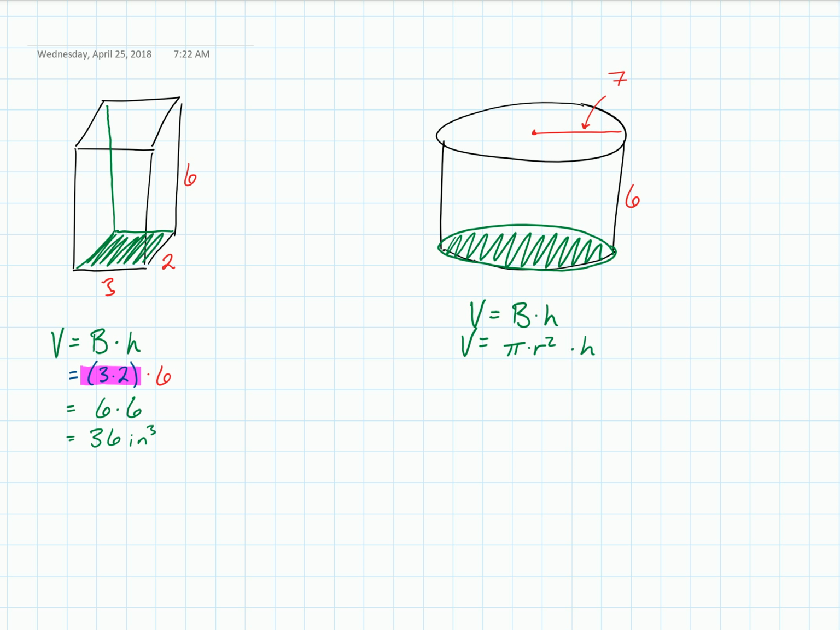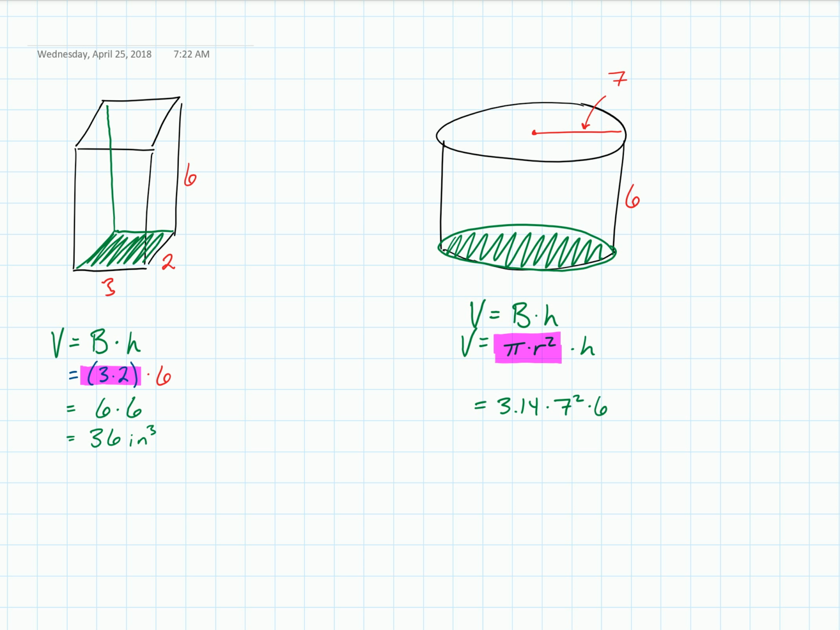So once again, notice how I replace the capital B with pi r squared, which is how we find the area of a circle. And then from here, the radius is 7. Notice how it's only halfway across the circle, so no reason for me to cut that number in half. It already is half. And so we've got 3.14, that's pi, times 7 squared times 6, which is the height of the figure.